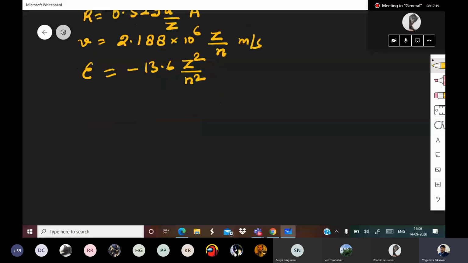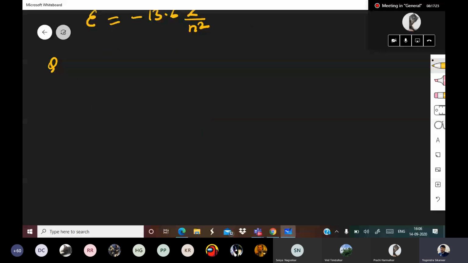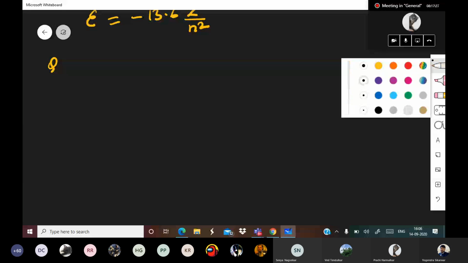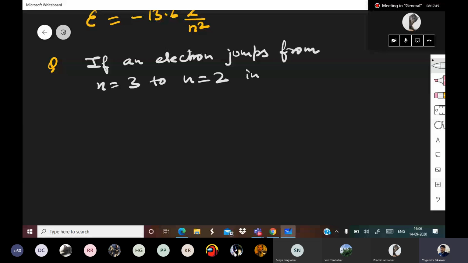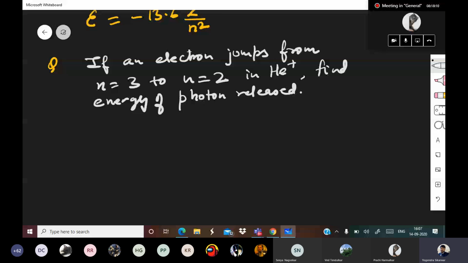Okay. Now question: if an electron jumps from n is equal to 3 to n is equal to 2 in He plus, find the energy of the photon released. Please find, everyone.